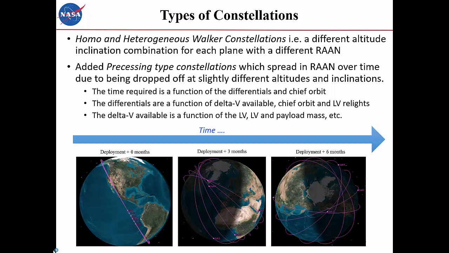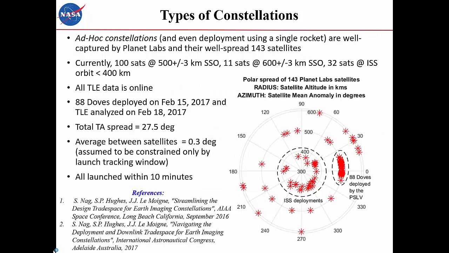There's another type of constellation which is called precessing type. So the satellites get deployed in a single plane like that by a single launcher. But over time, because their altitudes and inclinations are slightly different, they spread out in orbit like that. So the advantage of this is that you don't need more than one rocket, which in Walker constellations, for every plane, you need an extra rocket.